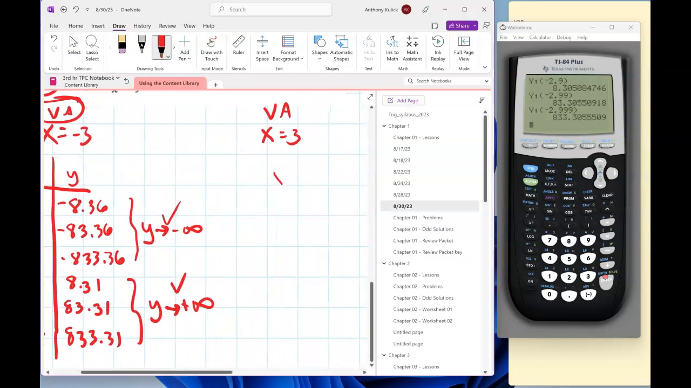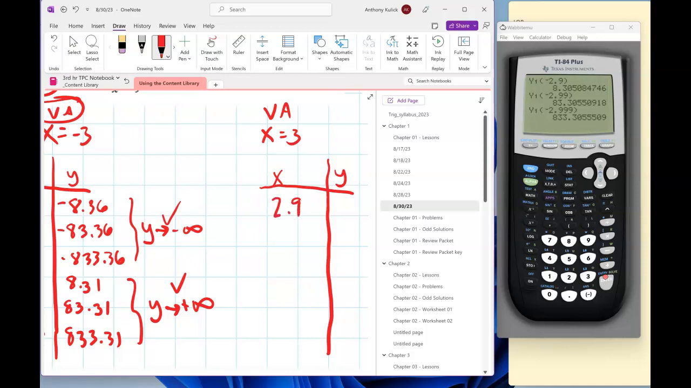Now I'm just going to repeat the same process here for 3. So again, we'll do something to the left of 3, getting progressively closer to 3. And then something to the right of 3, getting progressively closer and closer to 3.